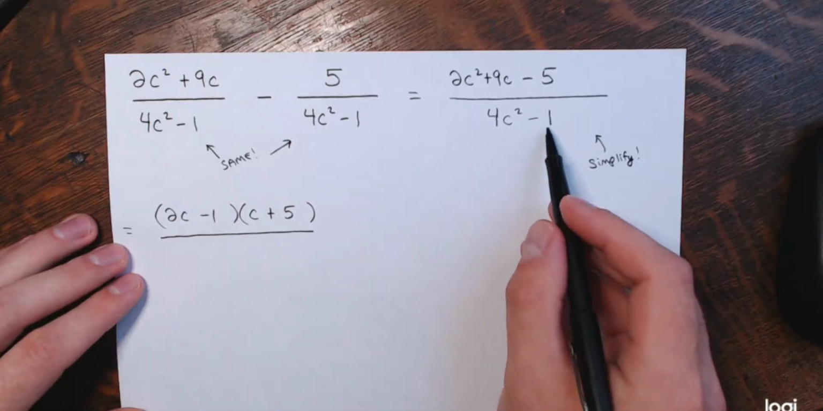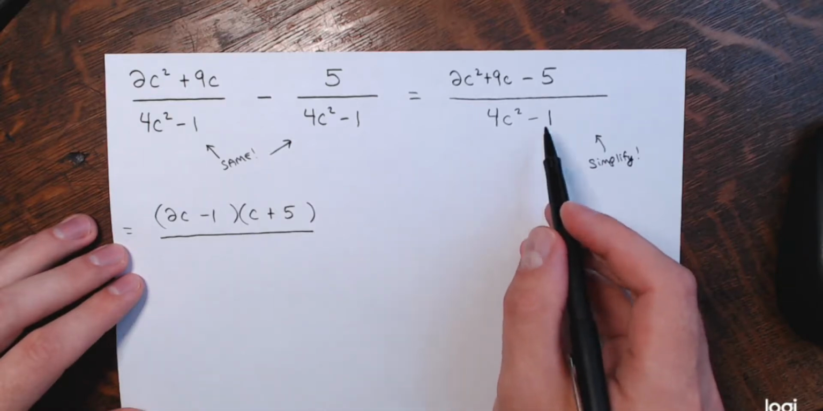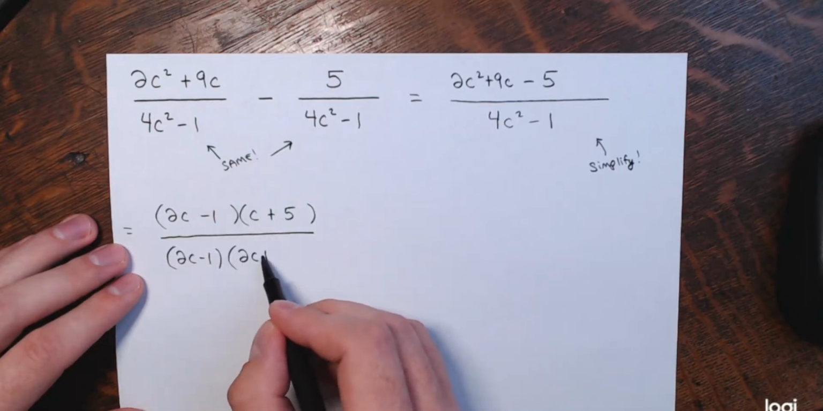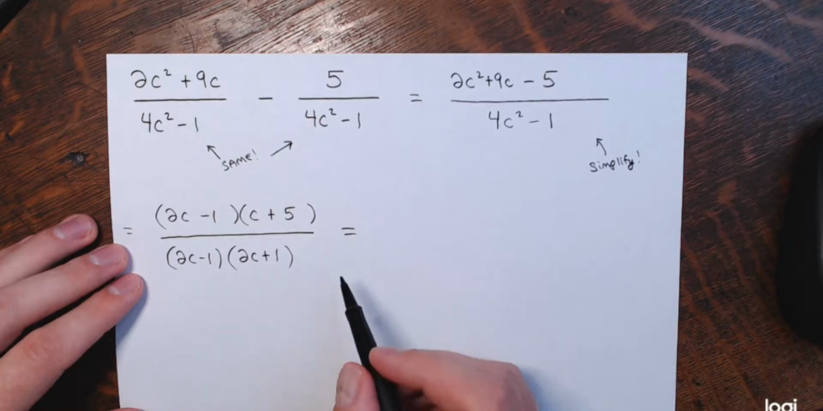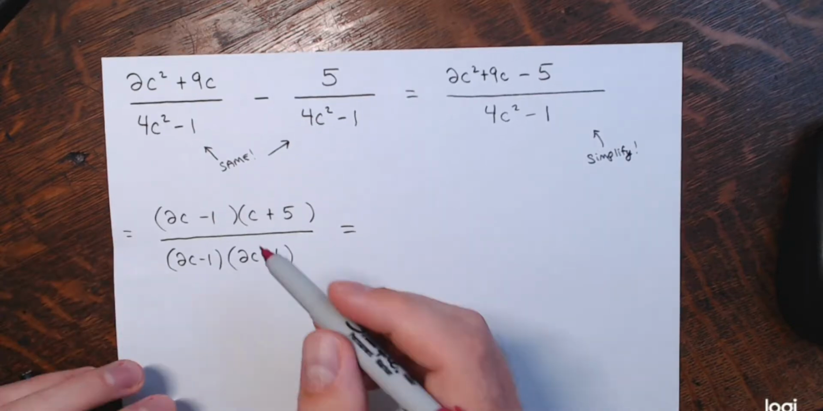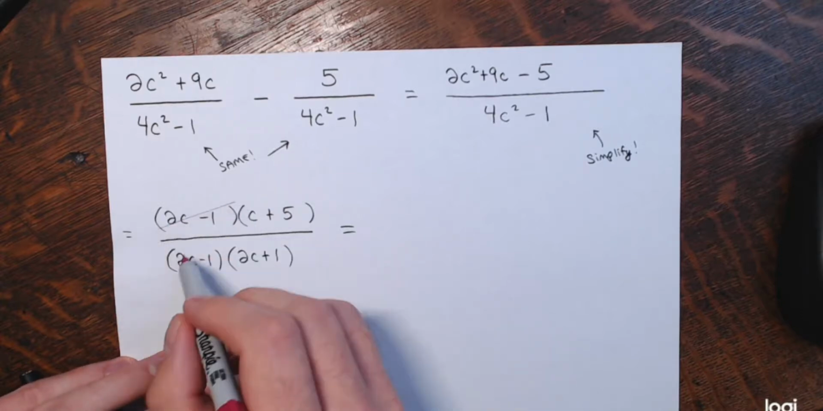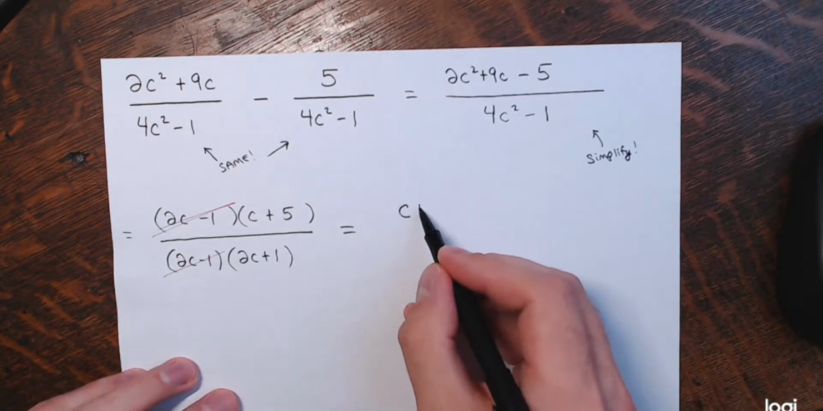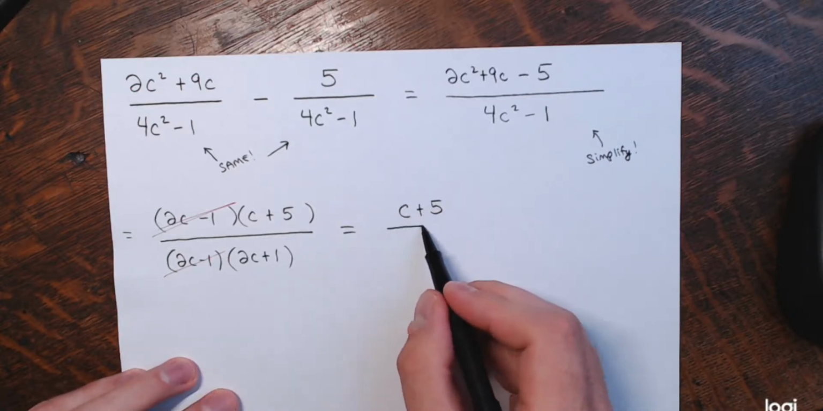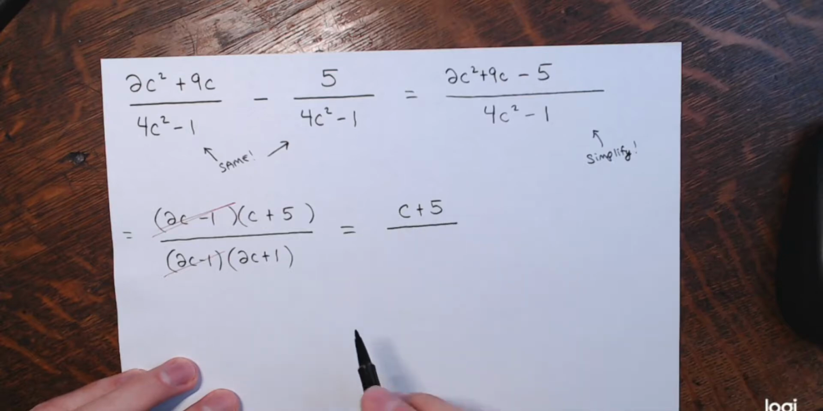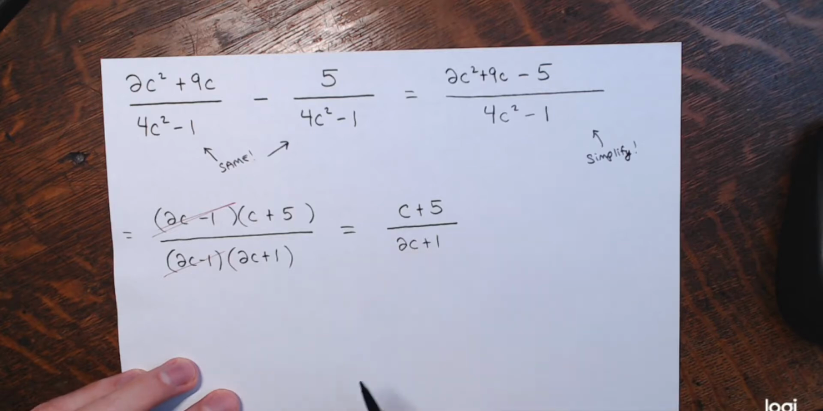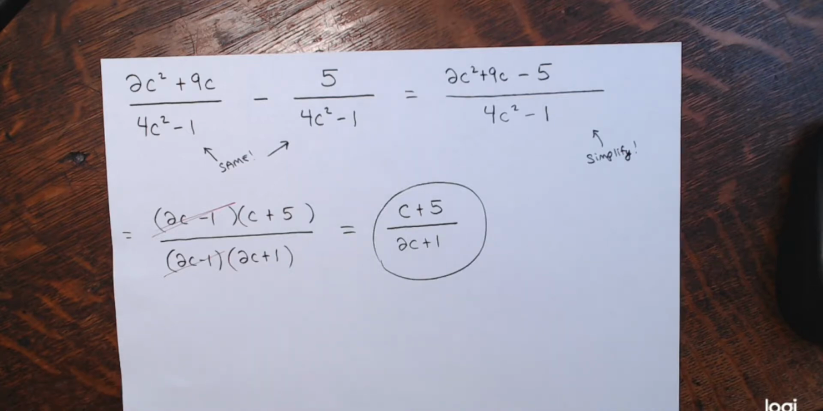The denominator, 4c squared minus 1, is a difference of squares. That would factor to 2c minus 1 times 2c plus 1. And I'm hoping you can see the common factors in the numerator and denominator are these 2c minus 1s. So what I'm left with is c plus 5 in the numerator, and since it's the only factor left, I don't need parentheses around it. Same thing with the denominator, there's only this one factor left, 2c plus 1, so I don't really need parentheses around it, and there we go. That's as simple as that fraction gets.